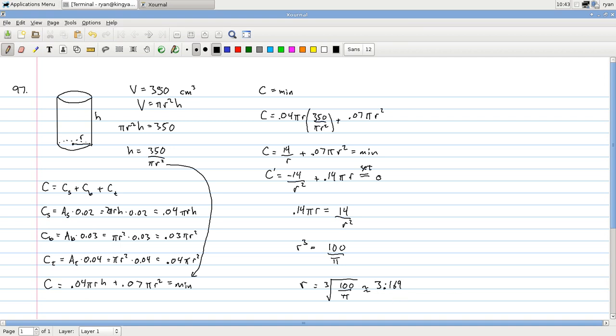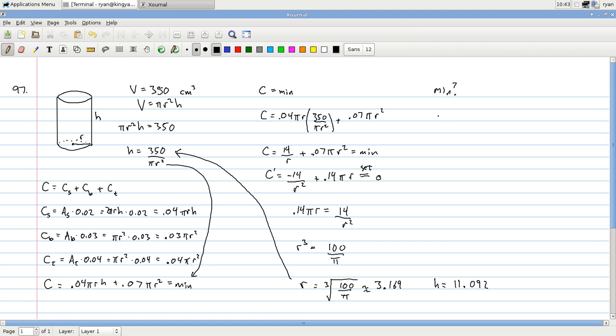Now given that this is our r value, we were asked to find the dimensions. So we've also got to find the height. We get this by taking this r value and plugging it back into our constraint equation. This tells us that h is approximately 11.092 centimeters. But now we need to make sure that this actually is a minimum cost. Is it a minimum or is it a maximum? Have we done the worst we can?